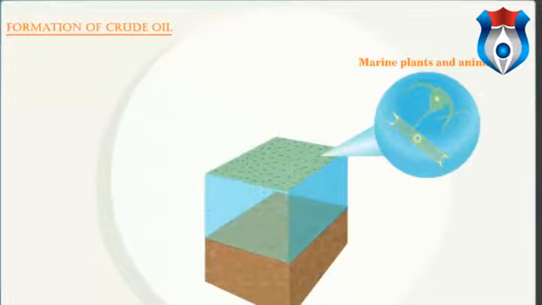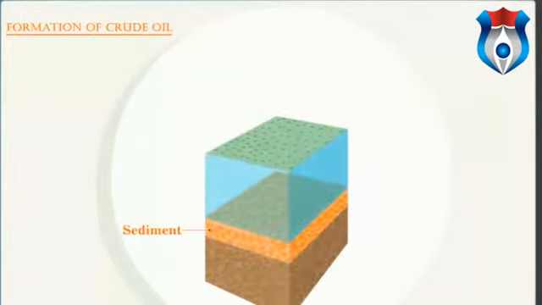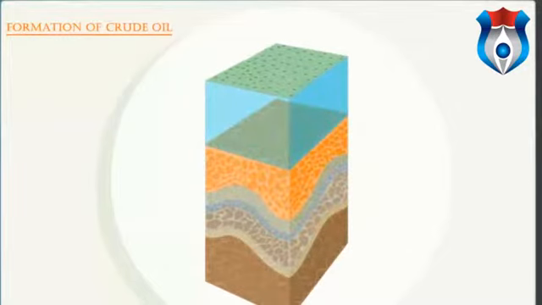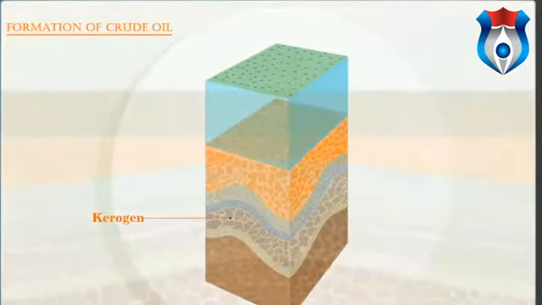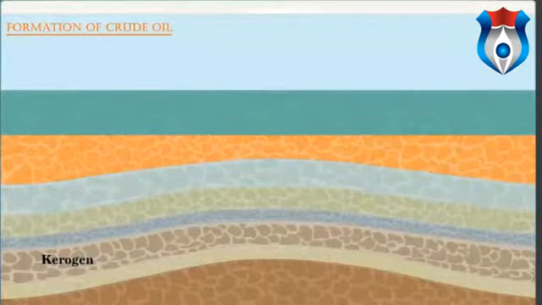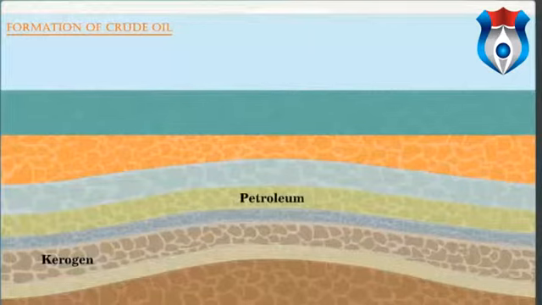Microscopic marine plants and animals, on dying, gradually sink to the bottom of the ocean floor. Here they mix with silt and sand to form a layer of sediment. As time passes, more and more such layers are added. Temperature and pressure combined with anaerobic bacterial decomposition change the decaying plant and animal matter to a substance called kerogen. Kerogen undergoes further changes to form petroleum.